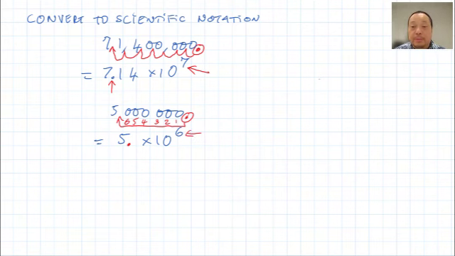Right, these two examples give me confidence in what the steps are. I'm going to write it down. First, I'm going to find the decimal point.